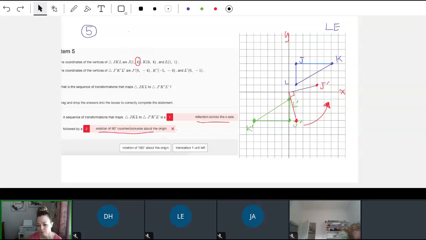Where I want it to be, if I did this correctly, is down here, because it says J prime should end up at (0, -4), if I do this correctly. So do you see why this would not be the right sequence, Liam? Are you guys understanding how I'm doing these? We already know this is incorrect. We're just playing around with how you actually apply these transformations on a graph.